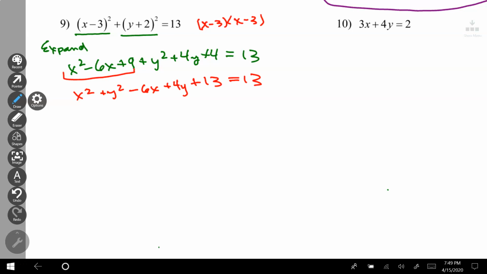X minus 3 squared is x minus 3 times x minus 3, and that gives me this. Okay, I'm going to reorganize it. So now I have x squared plus y squared minus 6x plus 4y plus 13 is equal to 13.